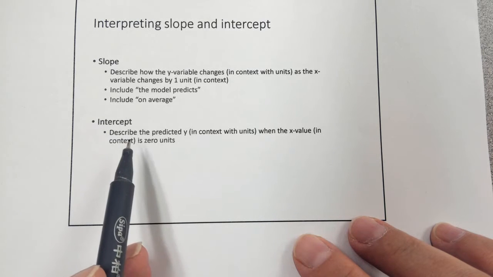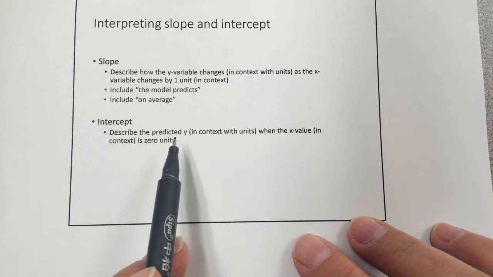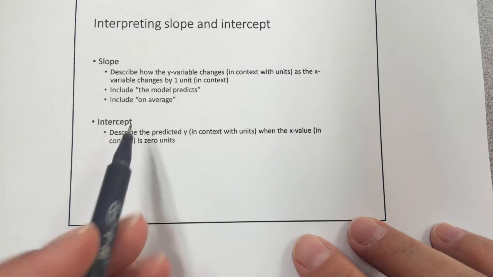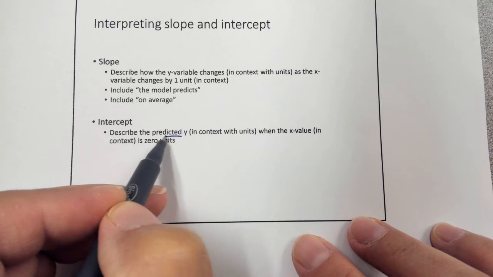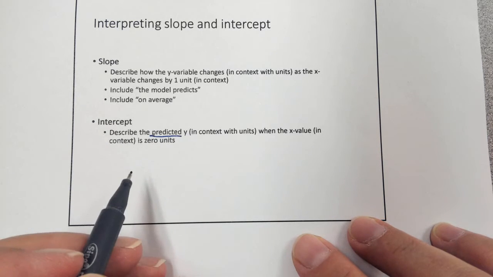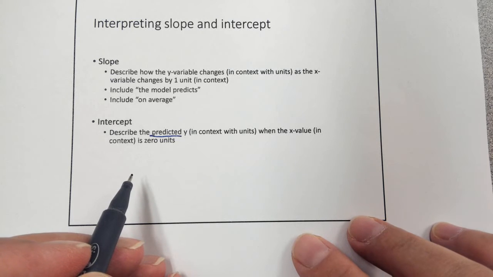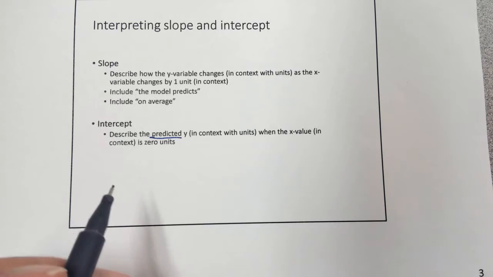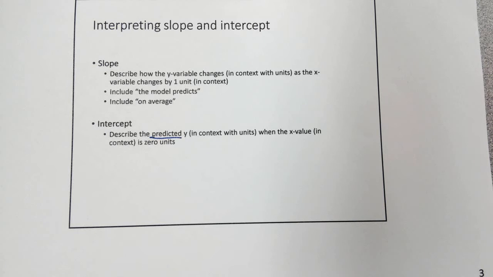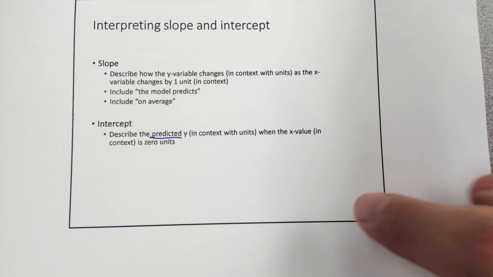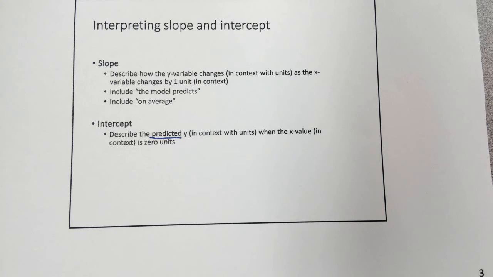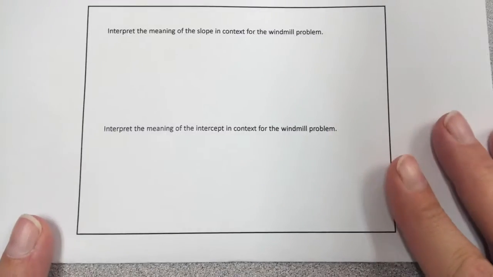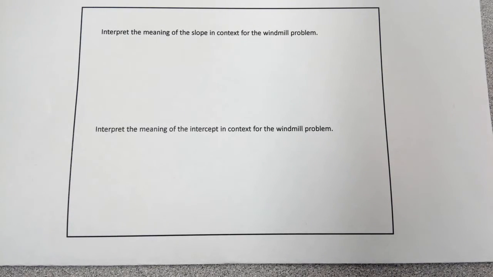And when we get to the intercept, we're going to describe what the predicted y is. Make sure that word predicted is there when the x value is 0. And make sure your units are there and the context is there. It'll make more sense when we actually look at a problem, though. So you can come back to this if you need to for just some specific structure.